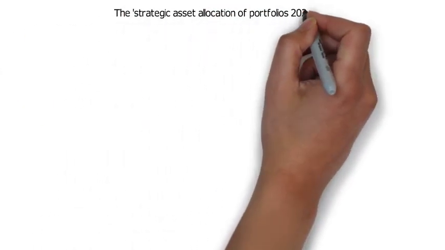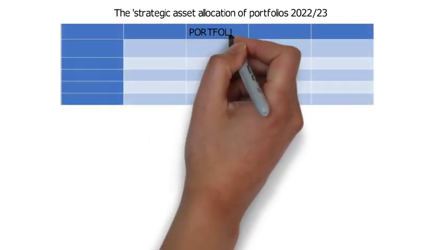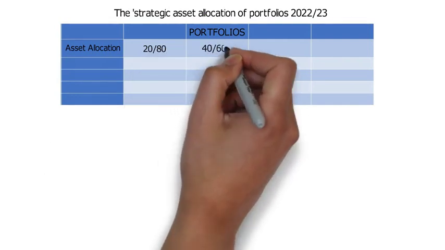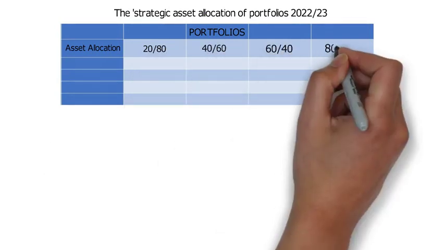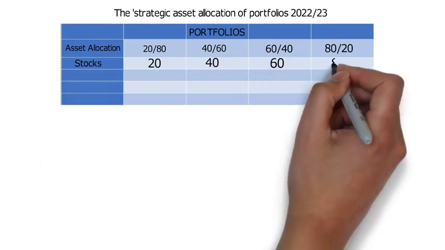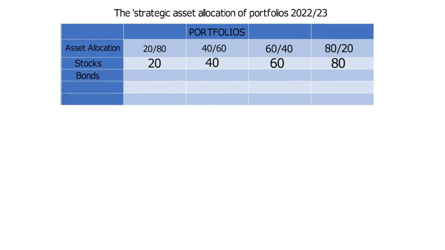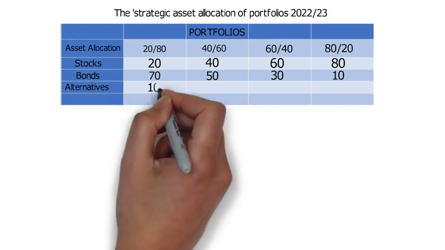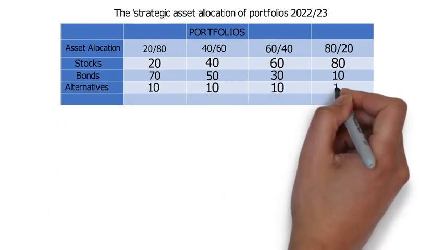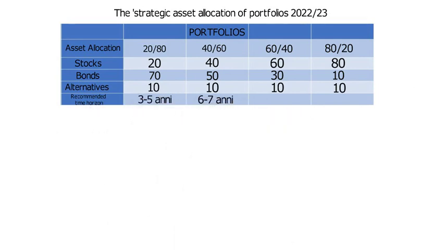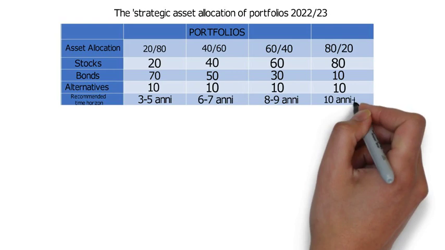The Strategic Asset Allocation of Portfolios 2022-23. Portfolios, asset allocation: 20 by 80, 40 by 60, 60 by 40, 80 by 20. Stocks: 20, 40, 60, 80. Bonds: 70, 50, 30, 10. Alternatives: 10, 10, 10, 10. Recommended time horizon: 3 to 5 years, 6 to 7 years, 8 to 9 years, 10 years plus.